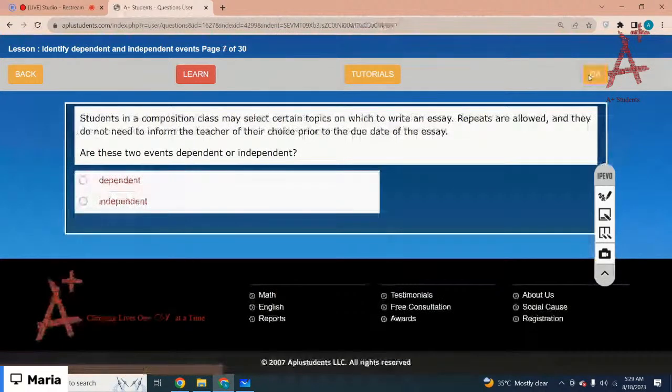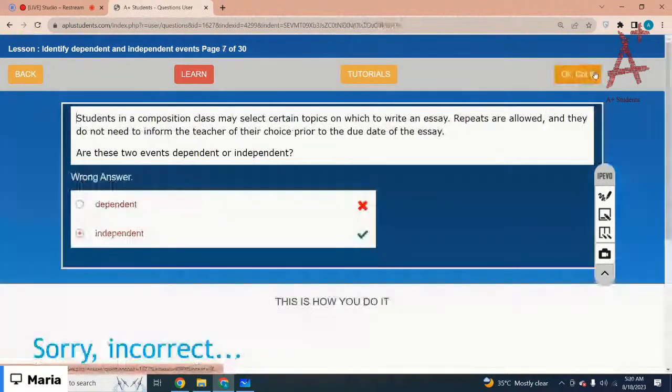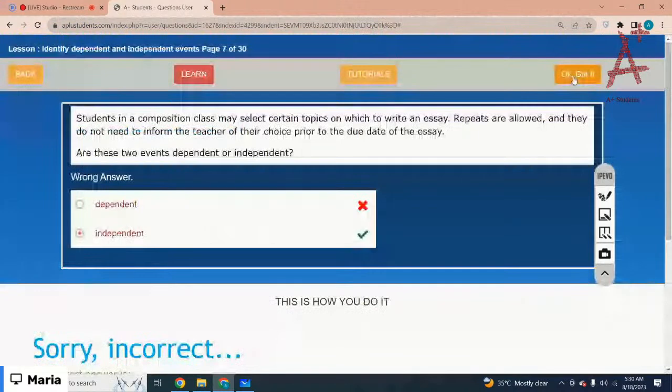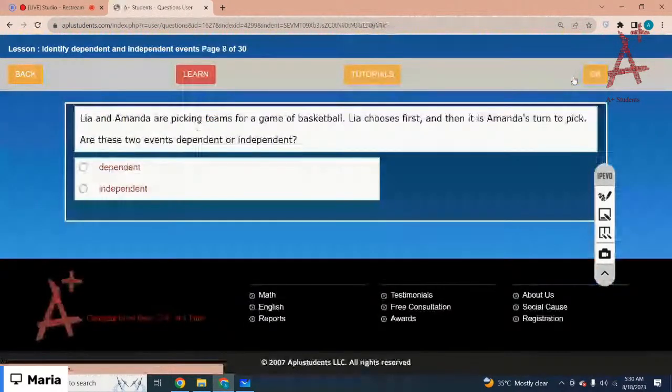Students in a composition class may select certain topics on which to write an essay. Repeats are allowed and they do not need to inform the teacher of their choices prior to the due date of the essay. So, are these two events dependent or independent? Because the repeats are allowed, right? Two of the students may have the same topic. They do not have to declare, so that would be independent.